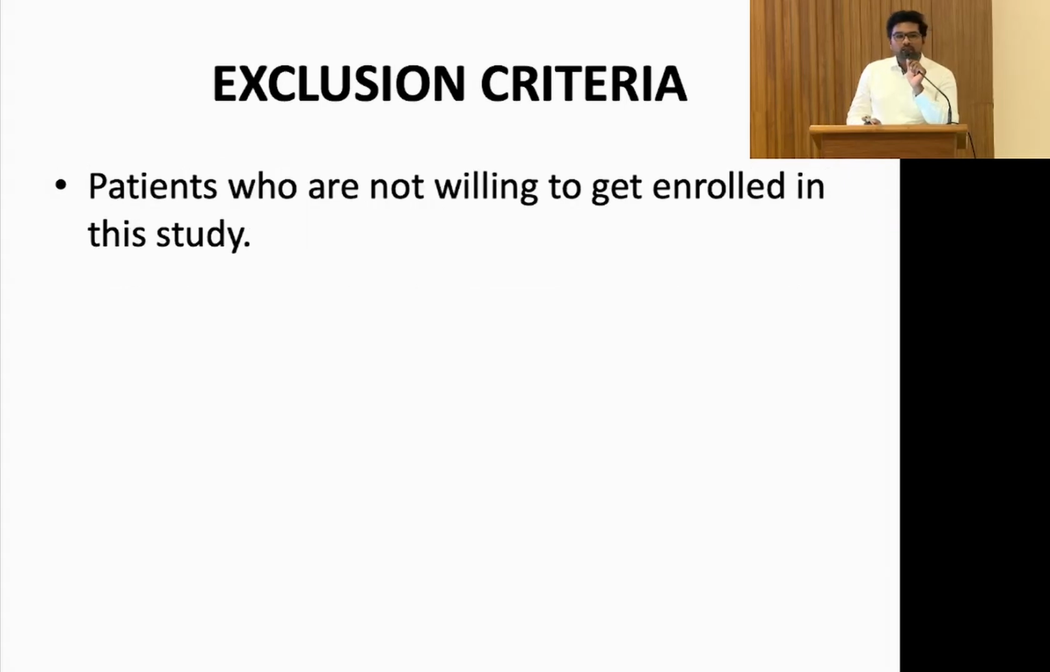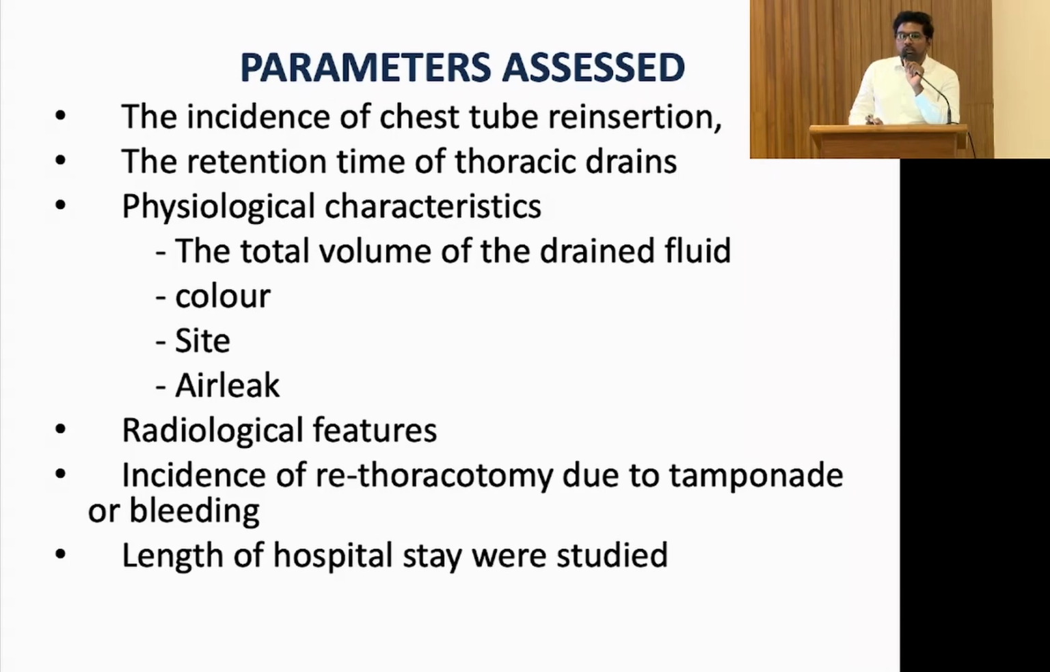The exclusion criteria for this study is patients who are not willing to get enrolled were excluded from the study. So coming to the parameters assessed, here in the study we assess the incidence of ICD tube reinsertion after the removal of the tube and retention time for thoracic drain, that is ICD tube, and the physical characters like the volume of the drained fluid, color of the fluid, and the site of insertion of ICD, maybe a mediastinal or pleural, and the presence or absence of air leak is being assessed.